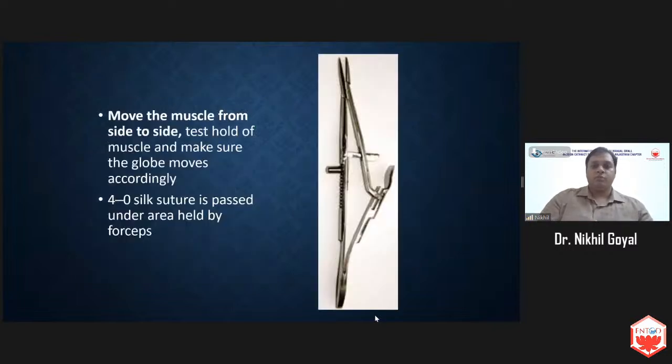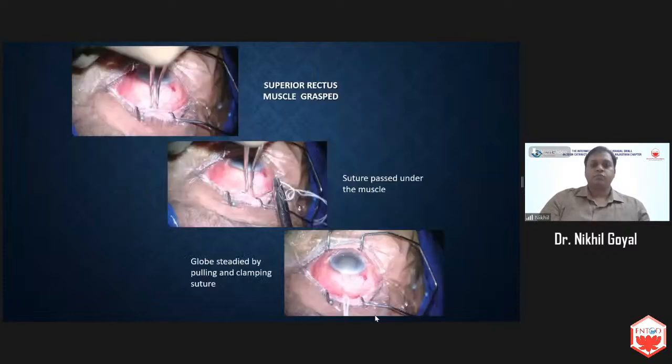And after holding the muscle, we move it from side to side, gently, not too firmly, to test whether we have held the muscle properly and make sure that the globe is moving accordingly. After this, we pass a 4-0 silk suture underneath the forceps. So this is a photo showing how we do it.